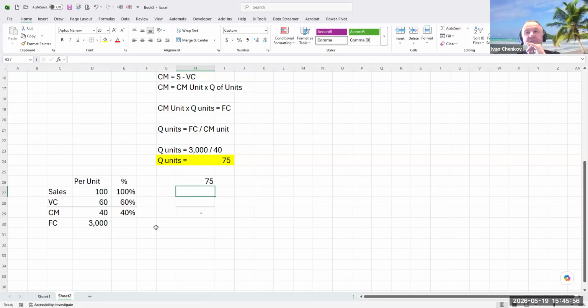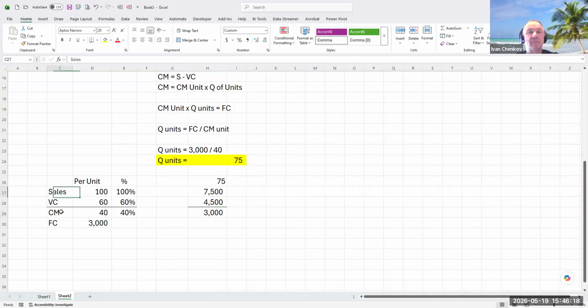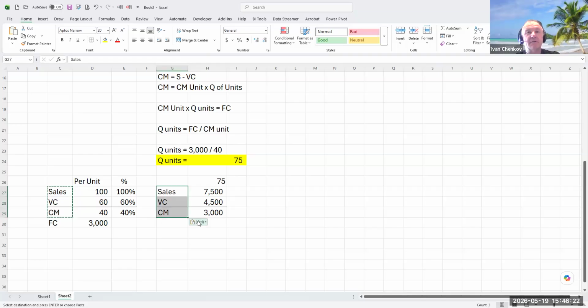If I sell 75 units, my sales price per unit is $700 times 75. My sales will be $7,500. My variable cost is going to be 60 times 75 units, which is 4,500. My contribution margin now is exactly $3,000. How much was my fixed cost? Fixed cost is $3,000.